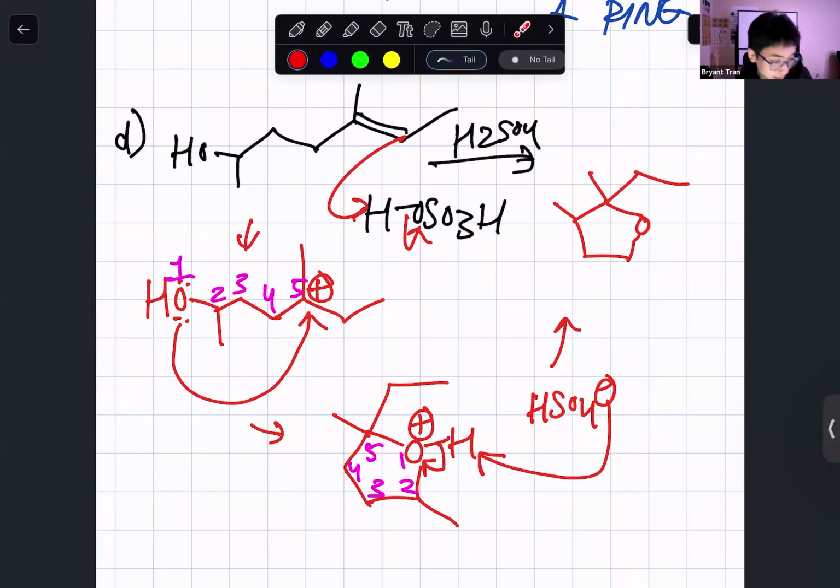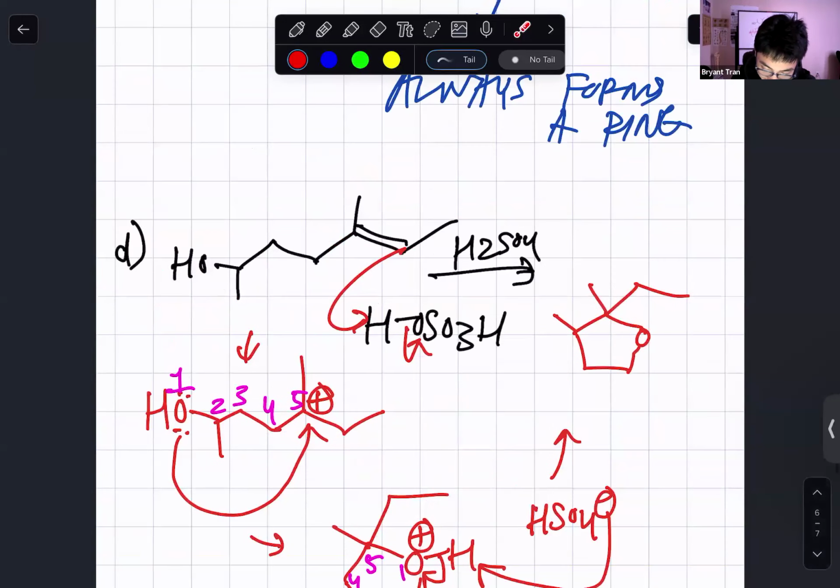Yay. The professor really loves intramolecular reactions. A lot of his exams have some sort of ring to it, like forming a ring or breaking up a ring. So that's good.